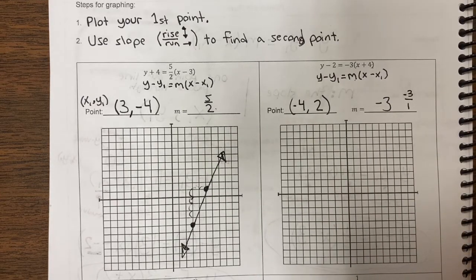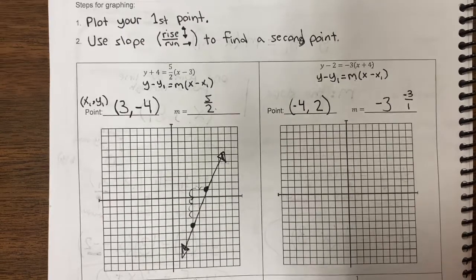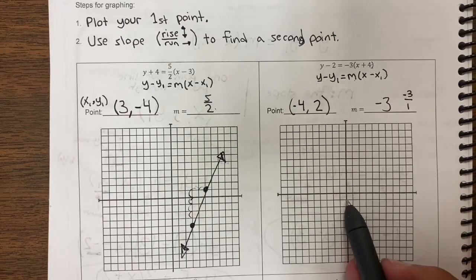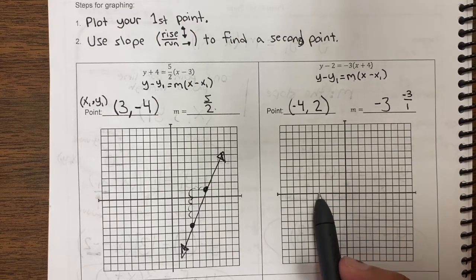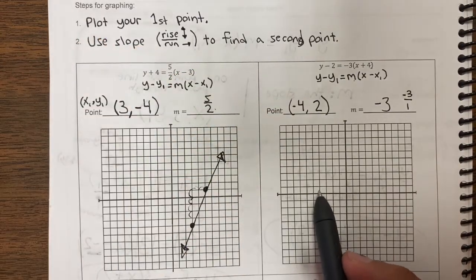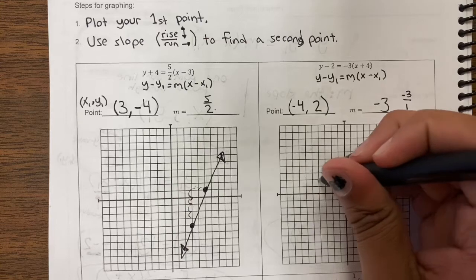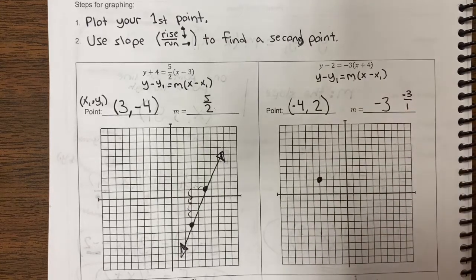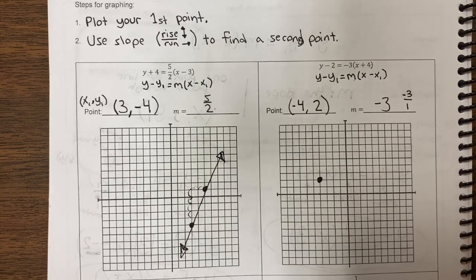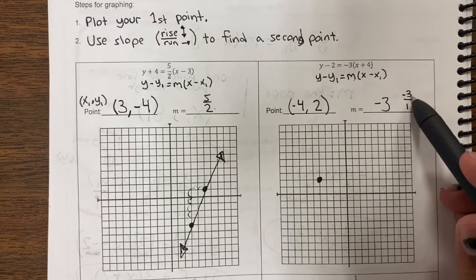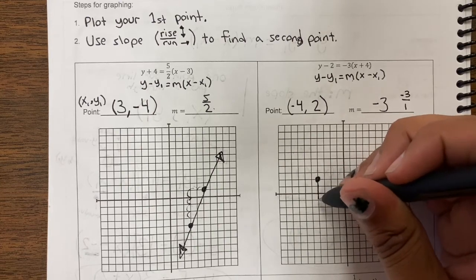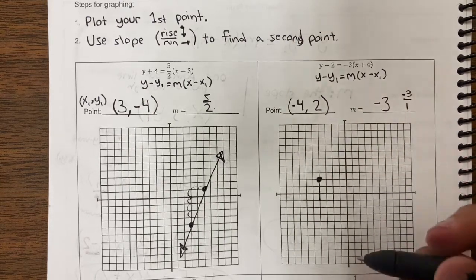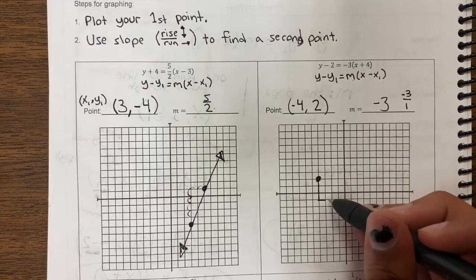So now to graph, I'm going to plot my first point, which is negative 4. So from 0, negative 1, 1, 2, 3, 4. So this is x would be negative 4. And then because the y is positive, I'm going to go up 2. So 1, 2. Now we're going to find our next point. So my rise is negative 3, meaning I'm going to go down 3 times. So 1, 2, 3. And then I'm going to go over 1 time because my run is 1.